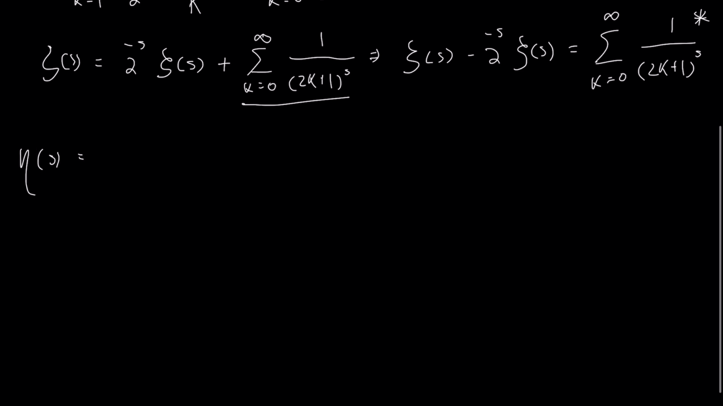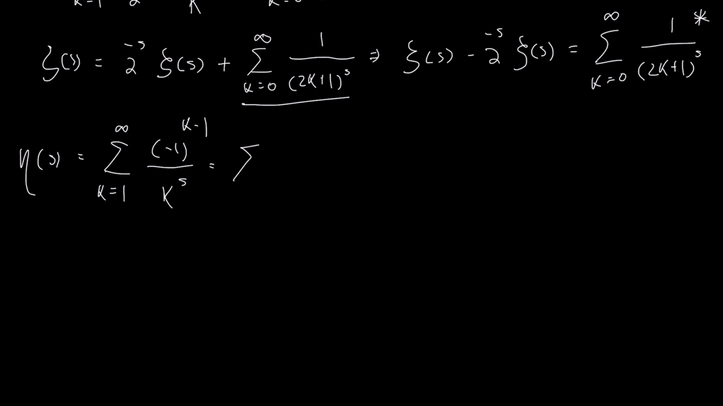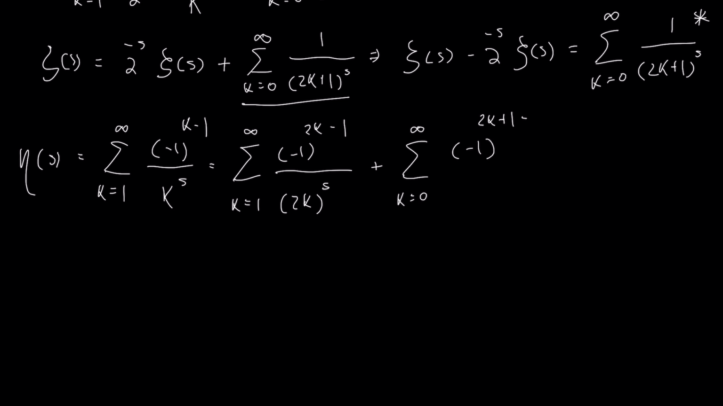So eta of s is the sum from 1 to infinity, negative 1 to the k minus 1 over k to the s. So we'll do the same thing, break it into its even and odd components. So this is equal to the sum from 1 to infinity, negative 1 to the 2k minus 1 divided by 2k to the s power, plus the sum from 0 to infinity, negative 1 to the 2k plus 1 minus 1 over 2k plus 1 to the s power.